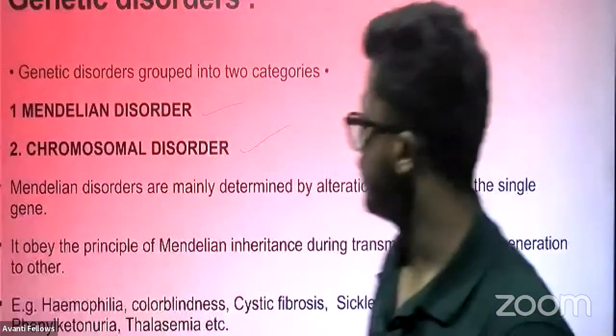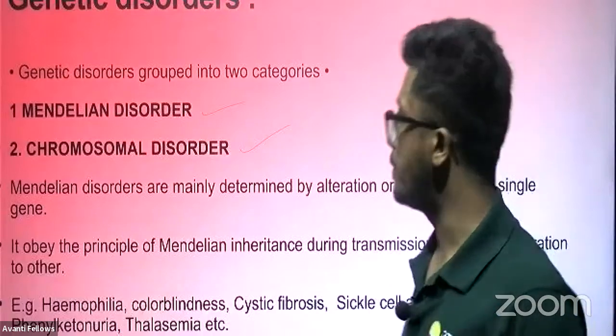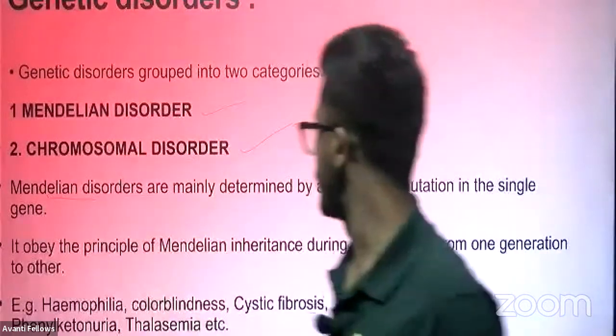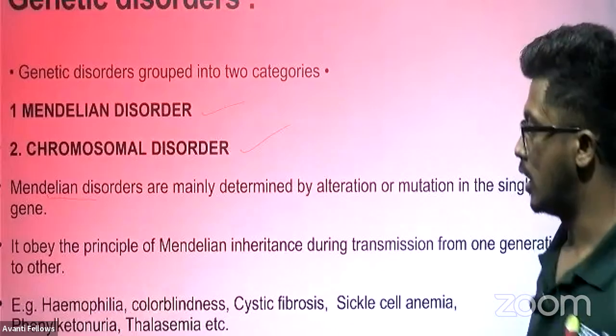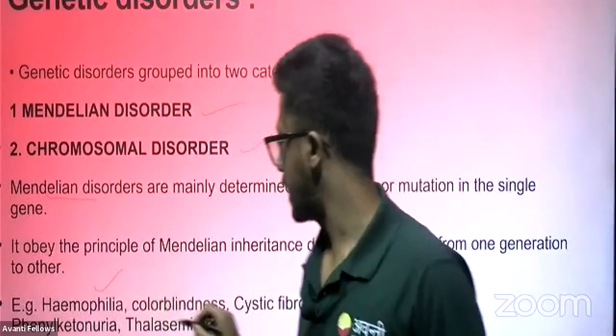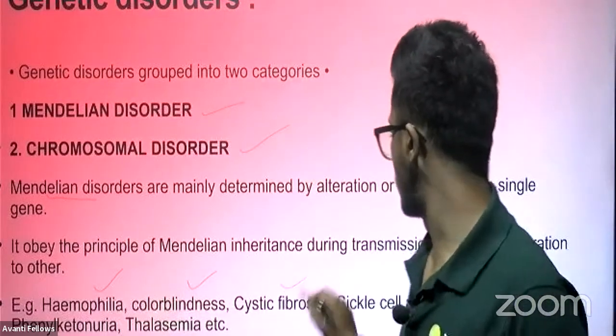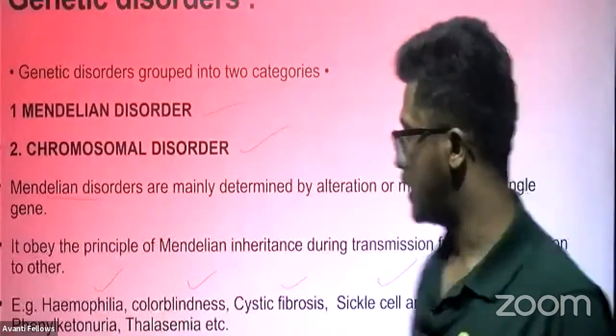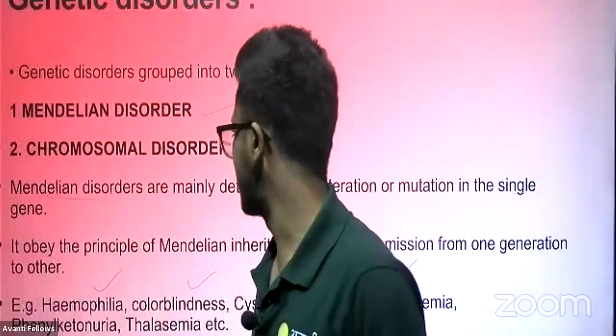Okay, so let's see the examples for Mendelian disorders. Usually it can be hemophilia, color blindness, cystic fibrosis, sickle cell anemia, and then you have phenylketonuria, and thalassemia.